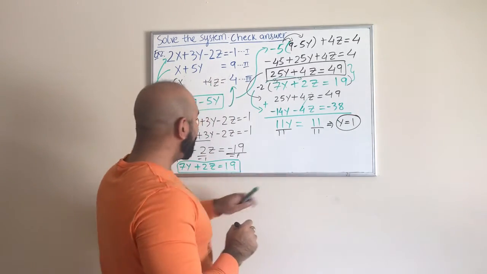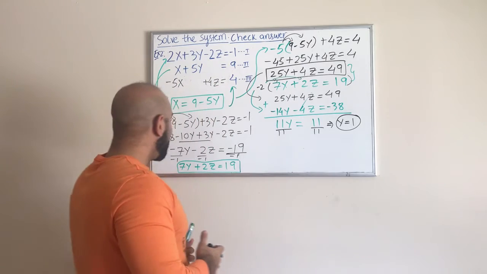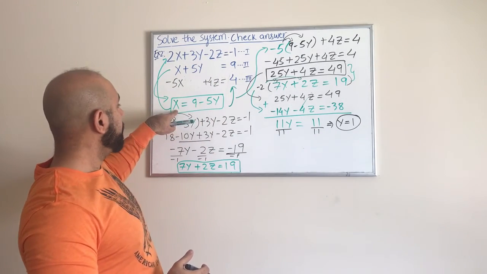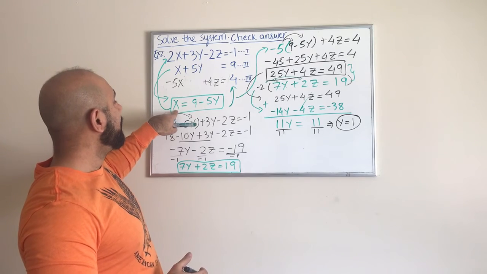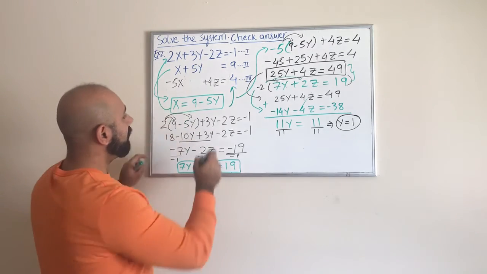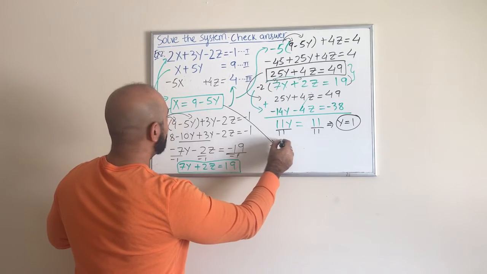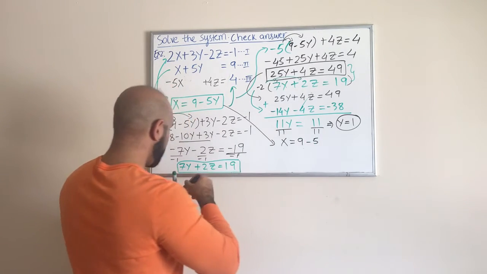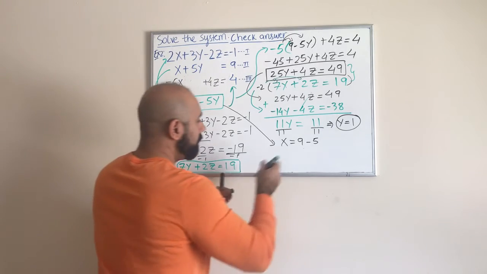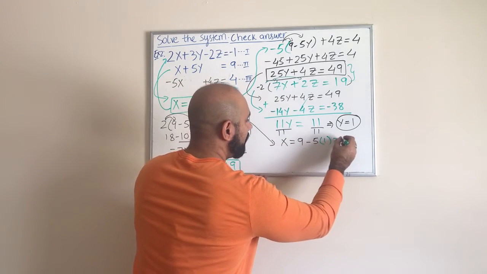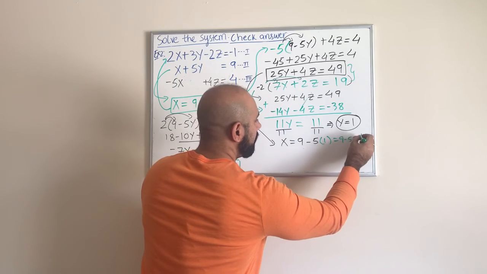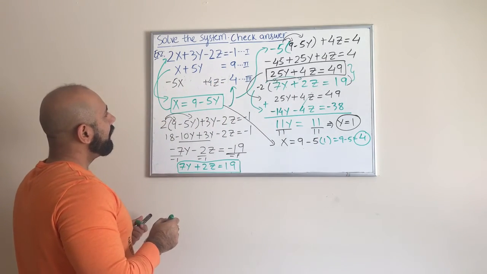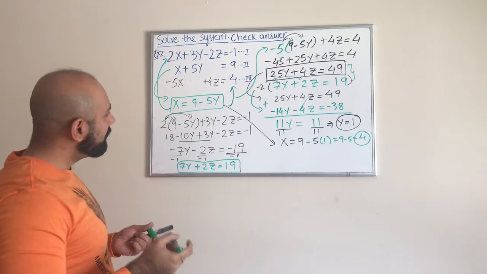As soon as I get my y, then I have to think about finding my, well, first I should find I can find my x here, right? See, because it's already solved for x in terms of y, so I can go back here and solve for x. So I have x equals to 9 minus 5 times y, which is just 1. And if I simplify this is 9 minus 5, which is 4. So I got the value for x, I got the value for y. I still need the value for z now.